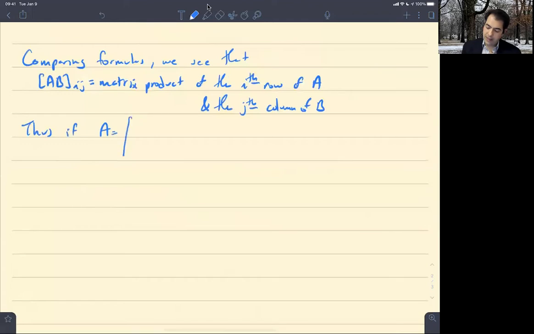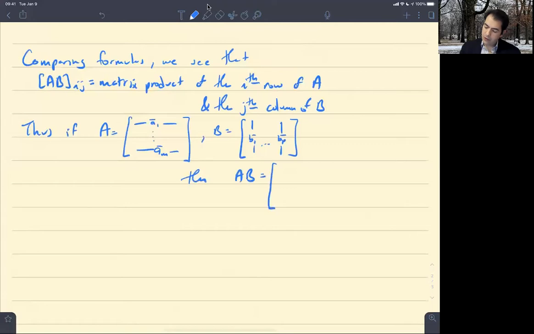Right, so if I write A as the matrix whose rows are A1 through Am, and I write B as the matrix whose columns are B1 through Bp, then A times B has entries A1 times B1 through A1 times Bp, and then Am times B1 all the way through Am times Bp, where these are matrix-matrix products, or if you prefer, dot products.